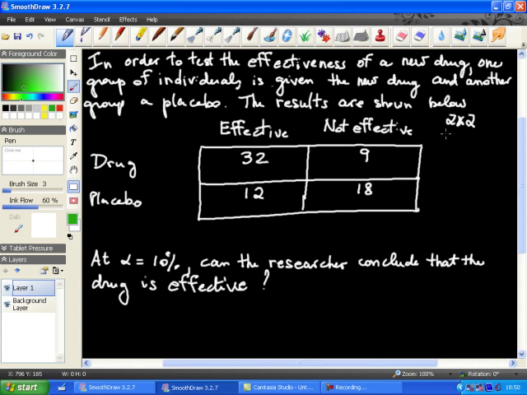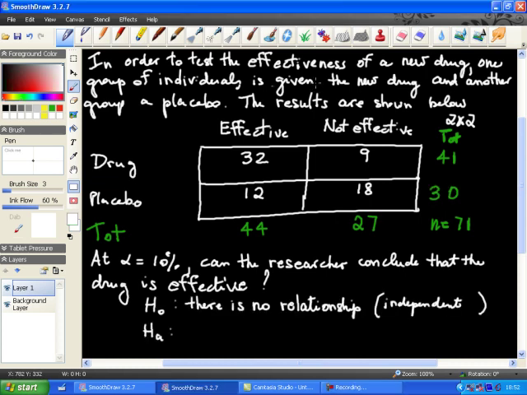The first thing I'll do is calculate my totals, which will also provide the total number of people that were screened. 32 and 12 is 44, while 9 and 18 is 27. So for 44 people there was an effect, and for 27 it was not effective. The grand total is also called N and is equal to 71. People given the drug were 32 plus 9, or 41, and people given the placebo were 12 plus 18, or 30. Again, the total is 71.